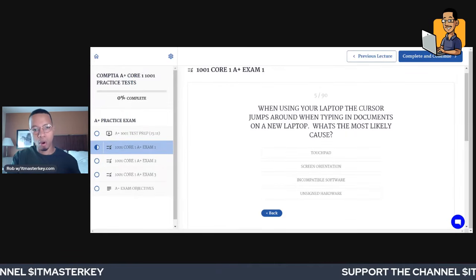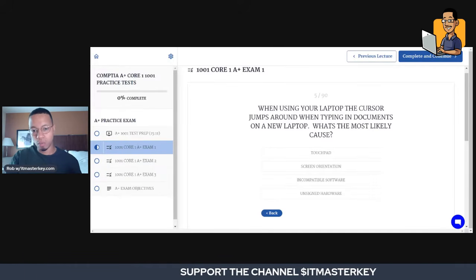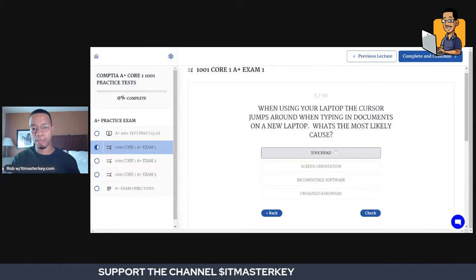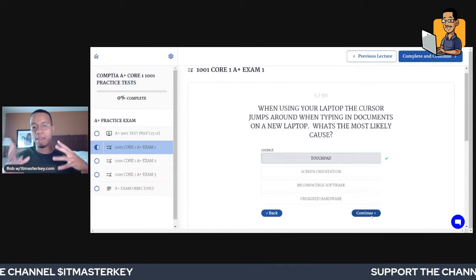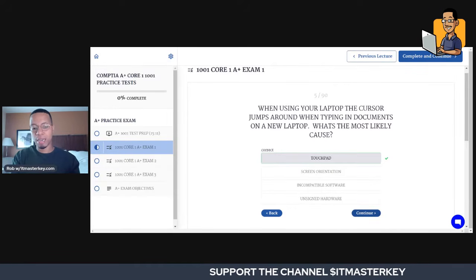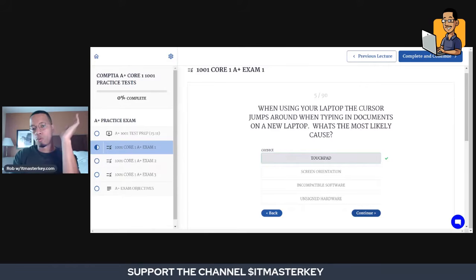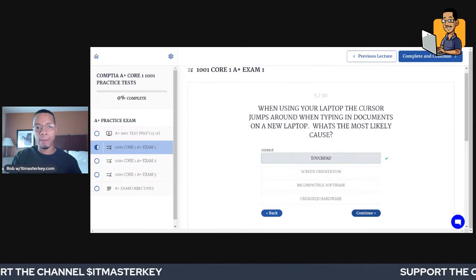All right, so hopefully you guys chose that it was the touchpad, right? So on laptops that still have touchpads, if the sensitivity on the touchpad is too much while you're typing, your wrists or your forearms may be rubbing up against the touchpad, and it'll make the cursor act crazy.